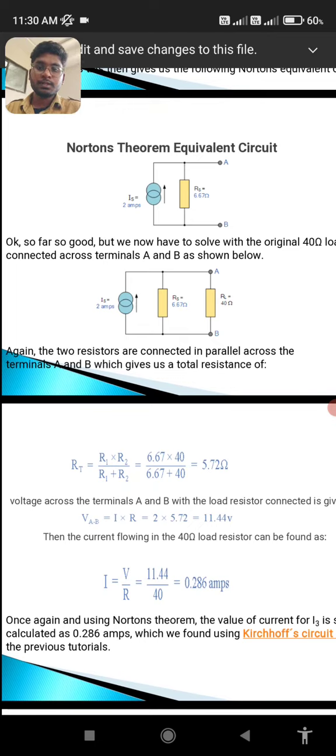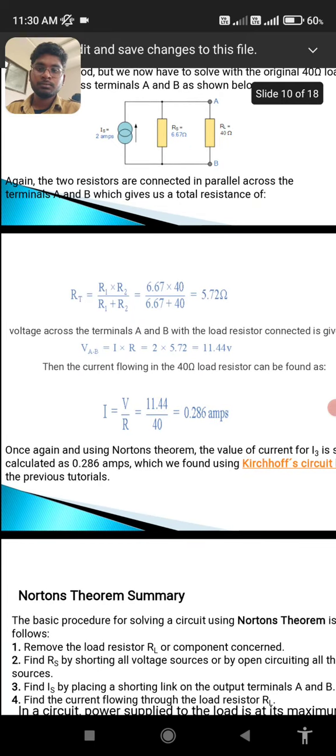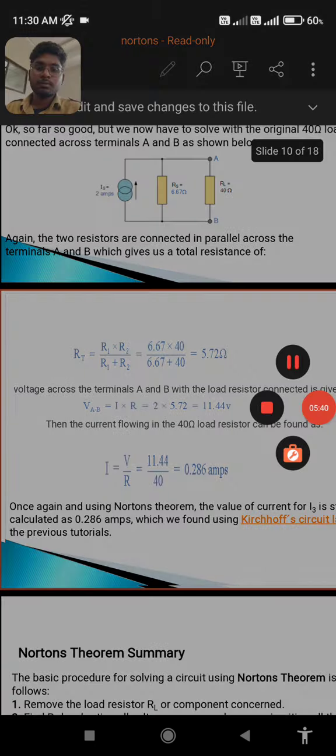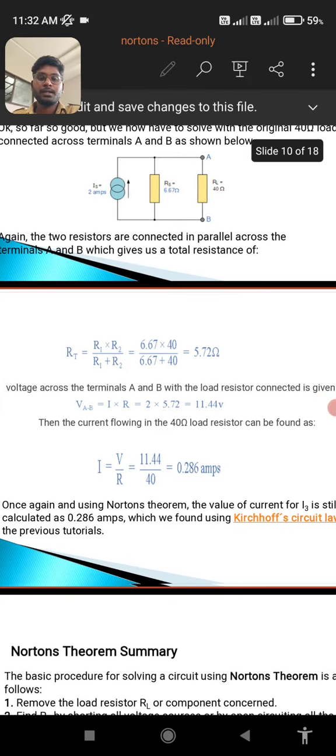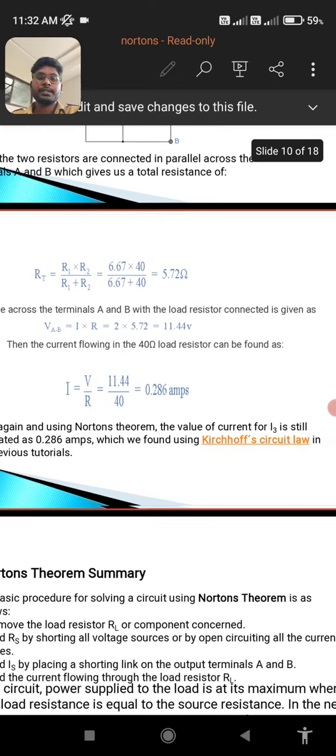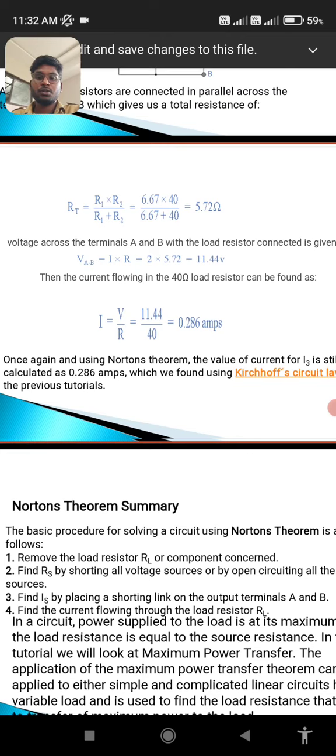Again, the two resistors are connected in parallel across the terminals A and B, which gives us the total resistance of RT = R1 × R2 / (R1 + R2) = 6.67 × 40 / (6.67 + 40) = 5.72 ohms. Voltage across the terminals A and B with the load resistor connected is given as VAB = I × R = 2 × 5.72 = 11.44 volts.